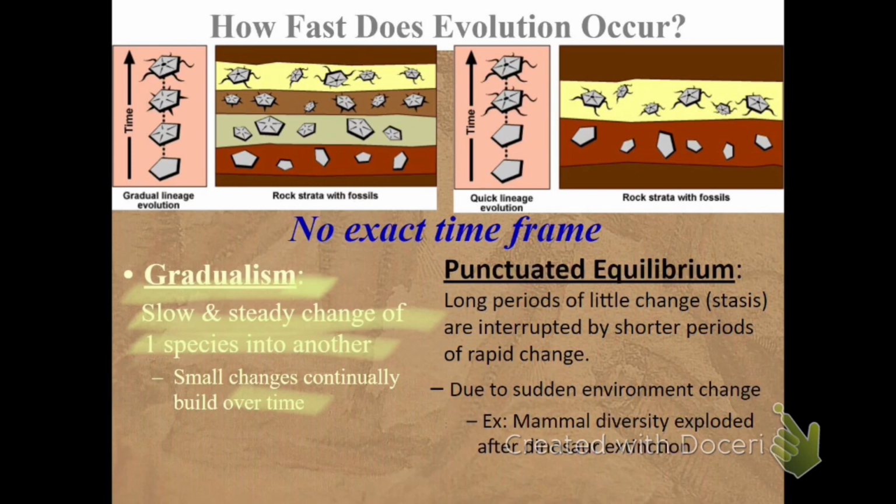Once you're done with that, you'll get a new heading and a new ink, and you're going to do punctuated equilibrium. These are long periods with little change, interrupted by short periods of rapid change. So it's like, nothing's happening. This is boring. Bam! Something really big happened. And then we're back to nothing's happening. This is boring. This is usually due to sudden environmental change. For example, there was an explosion in mammal diversity after the dinosaurs died. Why would that be? There's no more predators. Yeah, they have more food and less predators.